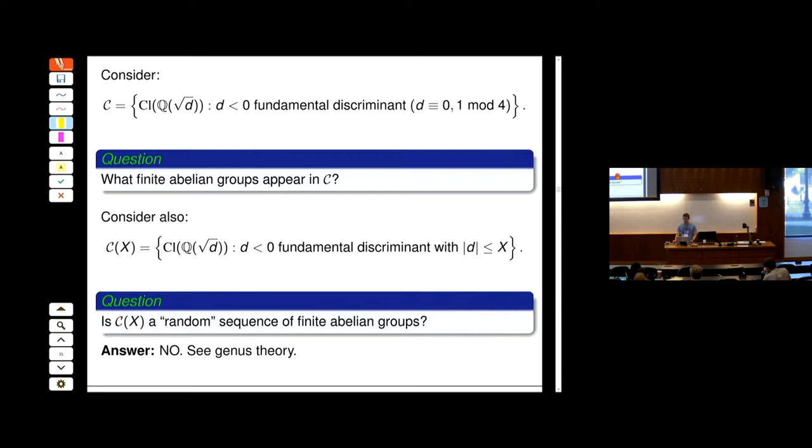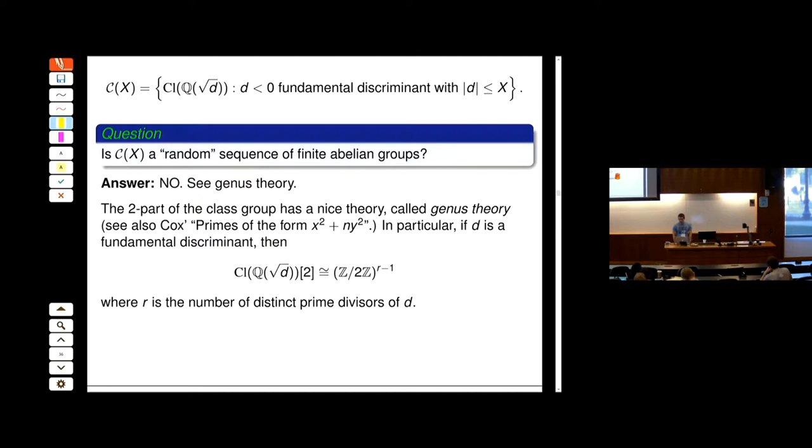Again, David Cox's book has a beautiful treatment of genus theory. I will just tell you a little bit of the outcome of genus theory: if you have an imaginary quadratic field of discriminant D, then the two part of the class group, by which I mean the two torsion of the class group, is exactly known. It is R minus one copies of Z/2, where R is the number of distinct prime divisors of D, where D is the fundamental discriminant.